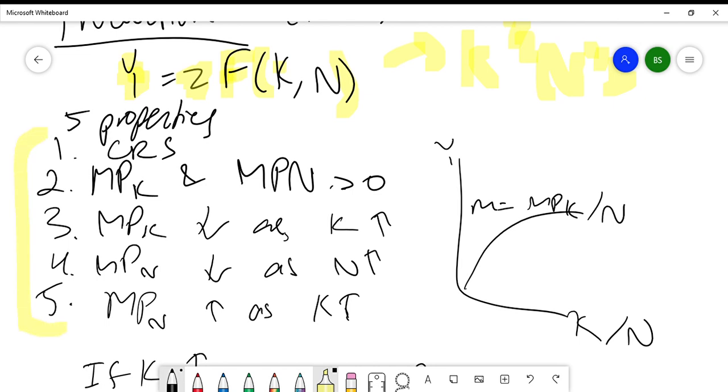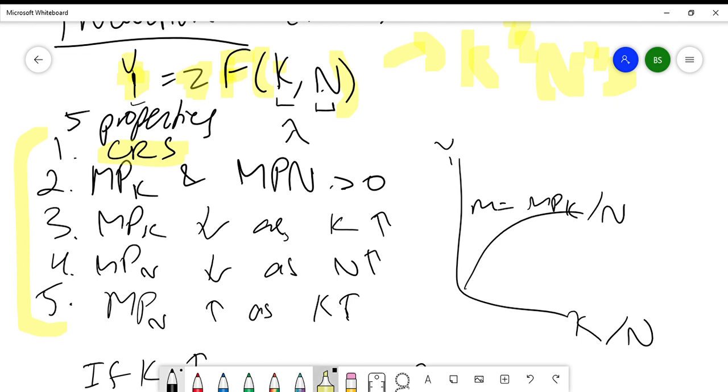So the first one is constant returns to scale, which means that when I increase K and N by a lambda amount, like if I were to multiply K by 3 and multiply N by 3 too, that means that my total Y has to be multiplied by 3. So as I increase my factors, my output also increases by the same amount. And you just have to use a little algebra for that, not a big deal.